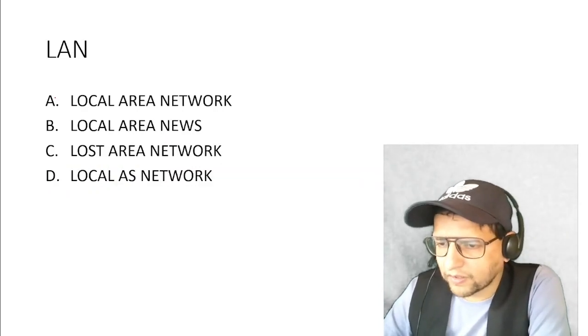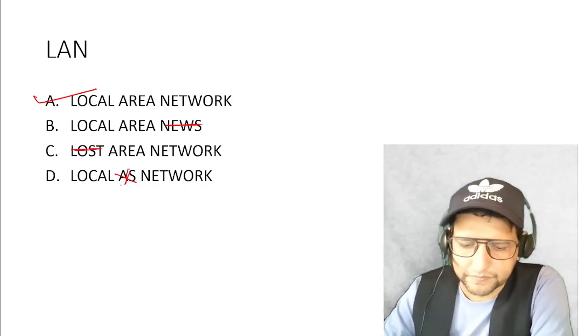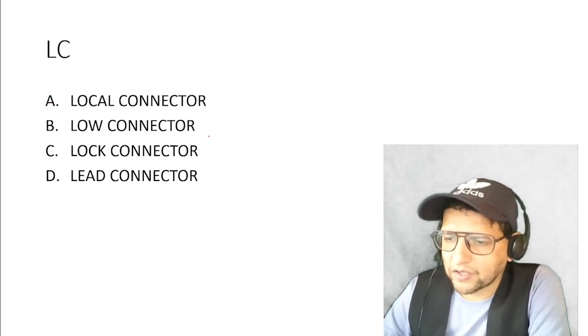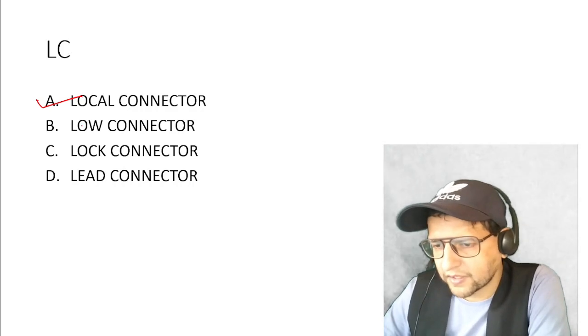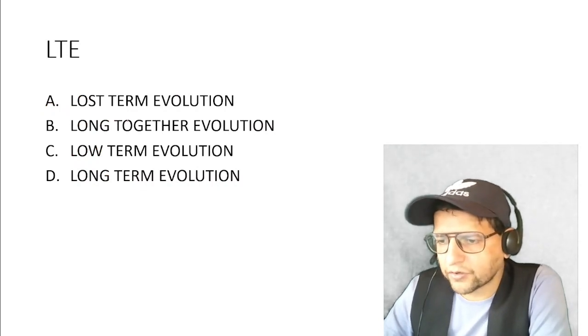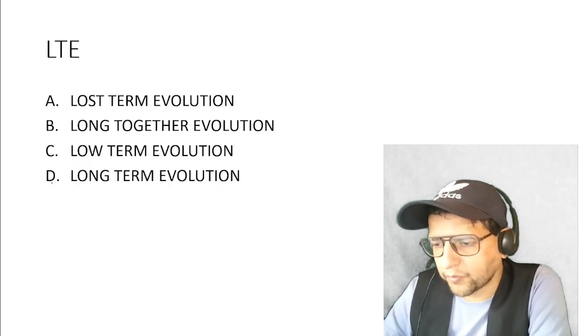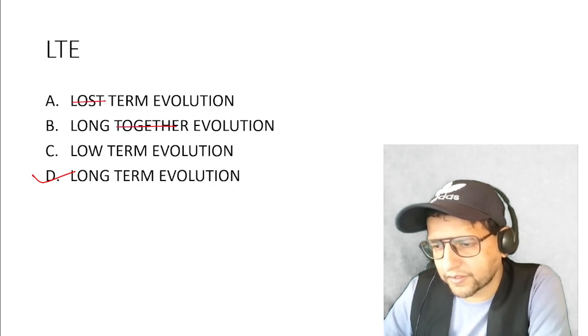LAN is a local area network. So it is not NIVS, it is not lost, it is not as. LC is a local connector which you use in your fiber optics. It is not low, it is not lock, it is not lead, it's a local connector. LTE is your long term evolution, right? This is the one. It is not lost, it is not together, it is not low.